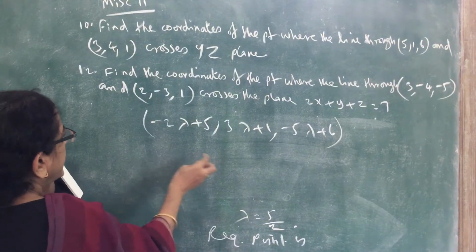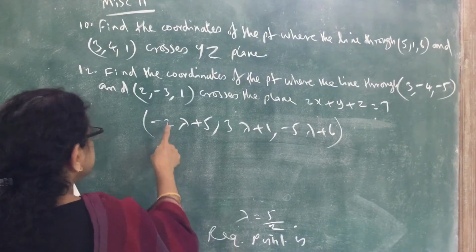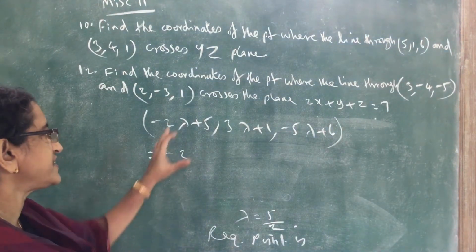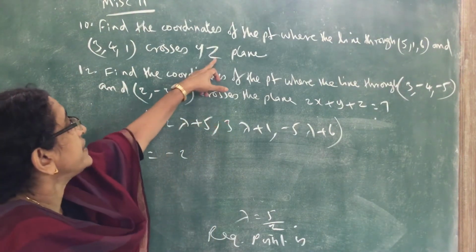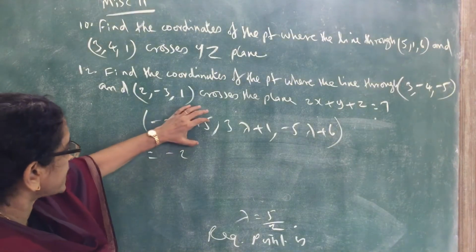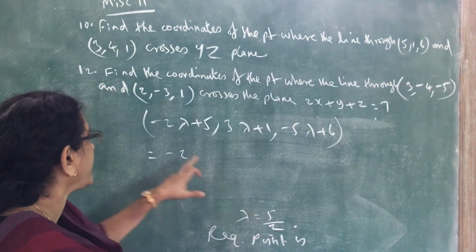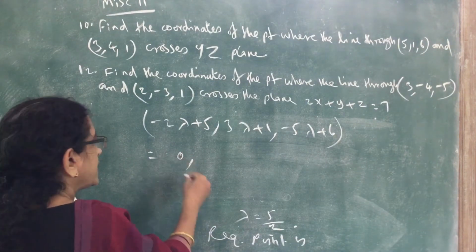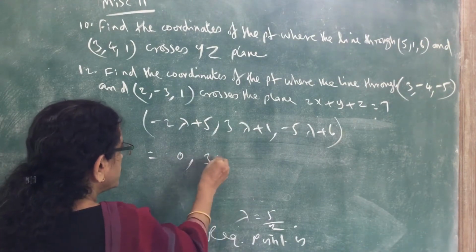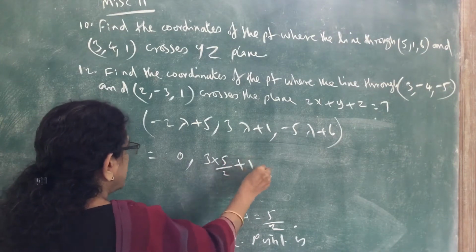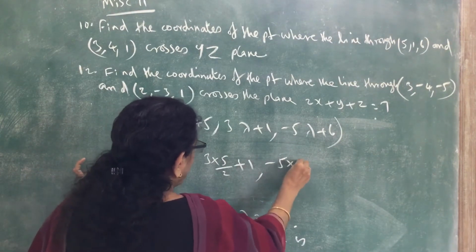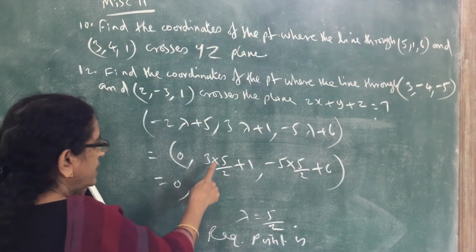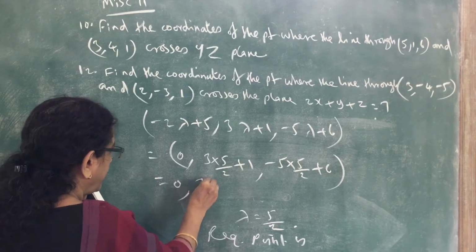So here we substitute. The required point is: x coordinate will be 0, since it is a point on the YZ plane. If you substitute lambda in the x coordinate, minus 2 into 5 by 2 plus 5, we get 0. Then y is 3 into 5 by 2 plus 1, then z is minus 5 into 5 by 2 plus 6. These are the coordinates. That is 0, 15 by 2 plus 1, that is 17 by 2.